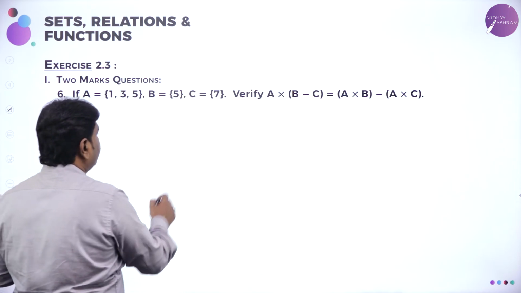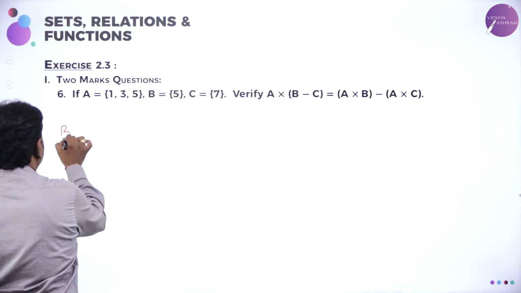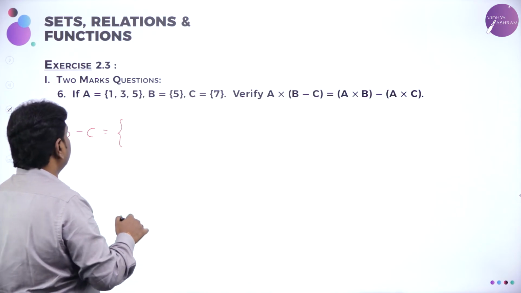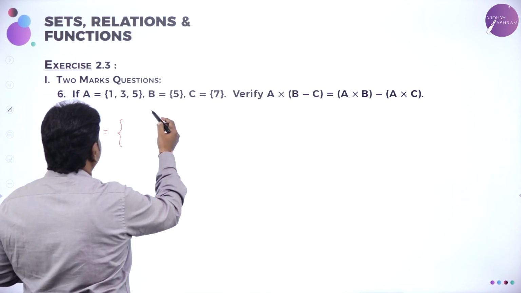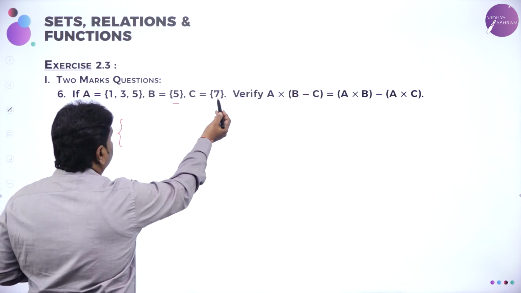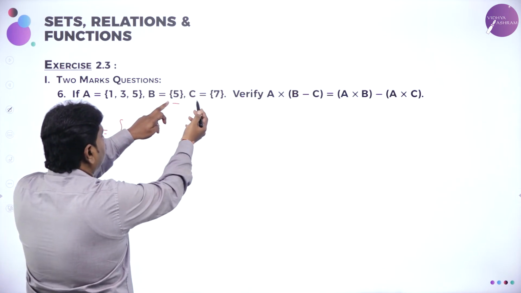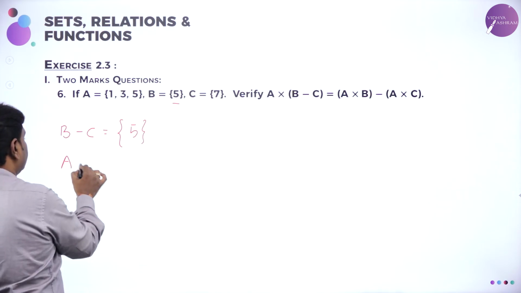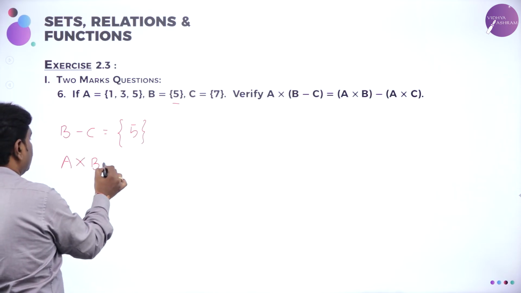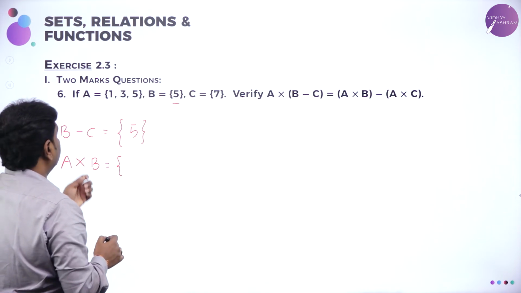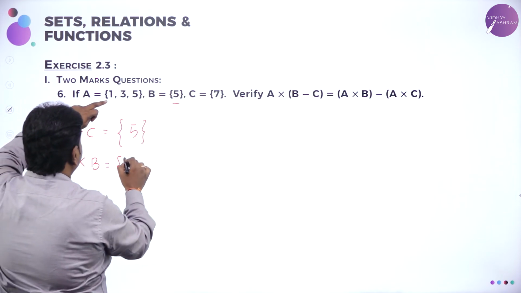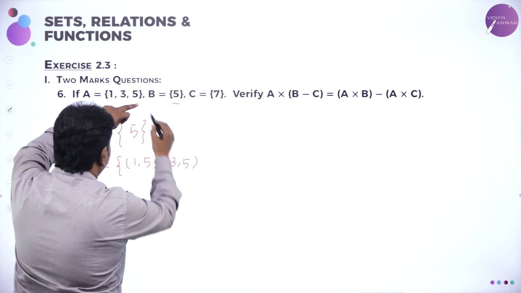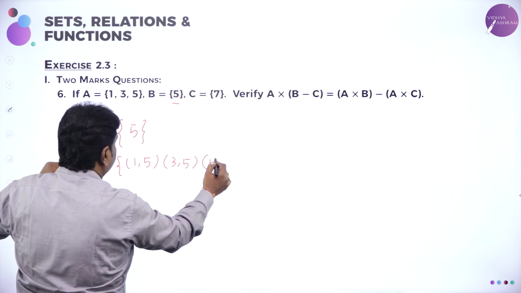First, to verify, I will find B minus C. B minus C means the set of all the elements of B, removing the elements of C. From B, remove C. From 5, I should remove 7. There is no 7, so B minus C is 5 only. Now A cross B, I want. A cross B means ordered pairs containing A with B: (1,5), (3,5) and (5,5).